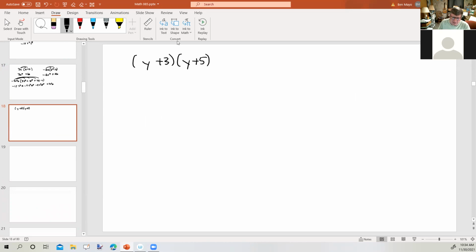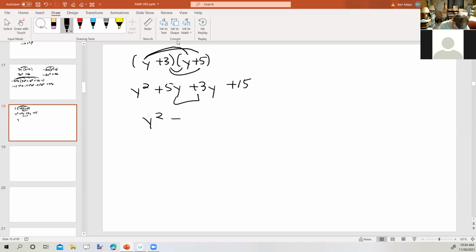All right, now let's take a look at where we have a binomial times a binomial. So this is where we get that idea of FOIL. We take the first times the first, y squared. Then we do the outer ones, y times 5 is plus 5y. The inner ones, 3 times y is 3y. And the last ones, 3 times 5 is 15. Then combining like terms, we get y squared plus 8y plus 15. Any questions there?